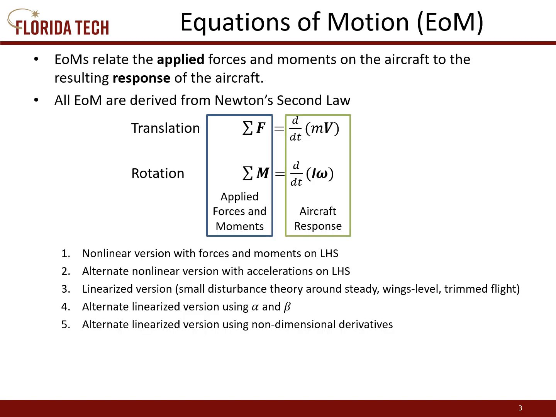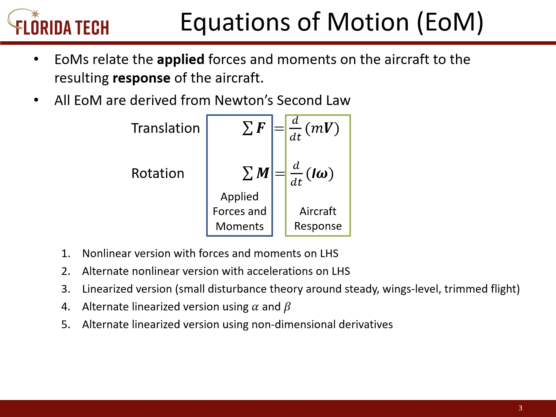Let's quickly review the various versions of the equations of motion. Remember, equations of motion relate the applied forces and moments on the aircraft to the resulting response of the aircraft, and they're derived from Newton's second law. The translation version gives us 3 equations, and the rotation version gives us 3 equations. So in total, we get 6 equations of motion. The first version produced nonlinear equations with forces and moments on the left-hand side. We then manipulated that version to produce an alternate nonlinear version with accelerations on the left-hand side.